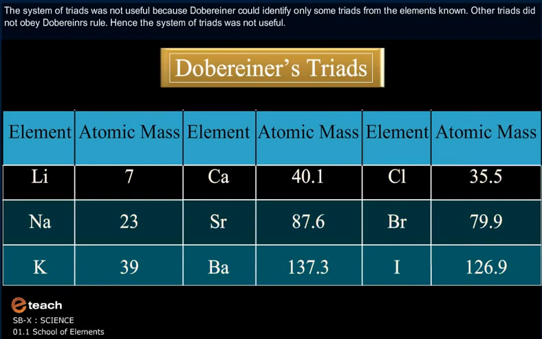The system of triads was not useful because Dobereiner could identify only some triads from the elements known. Other triads did not obey Dobereiner's rule. Hence, the system of triads was not useful.